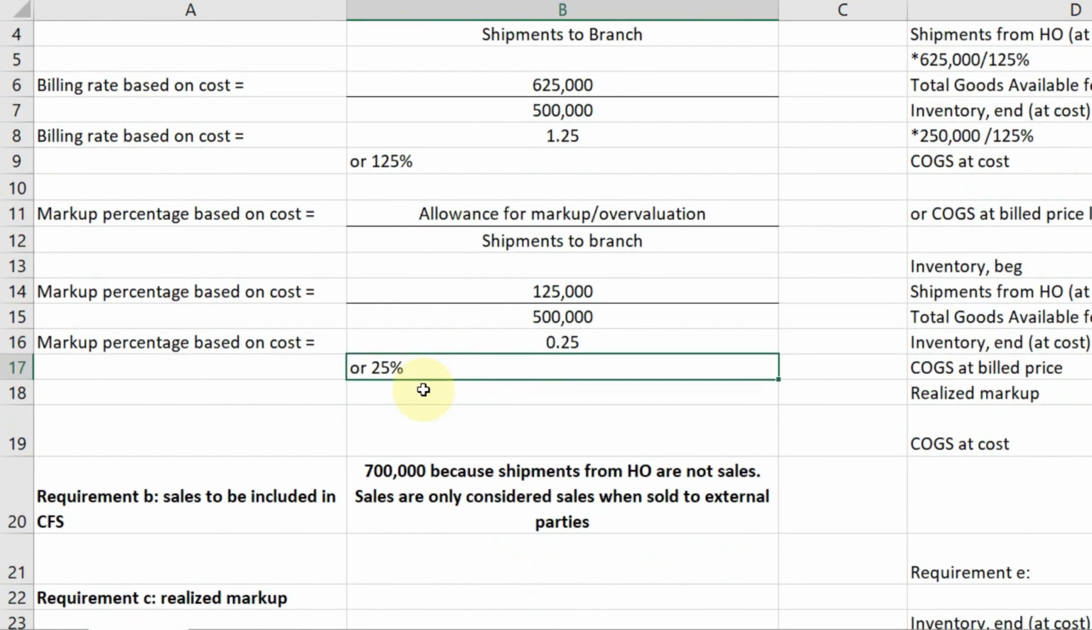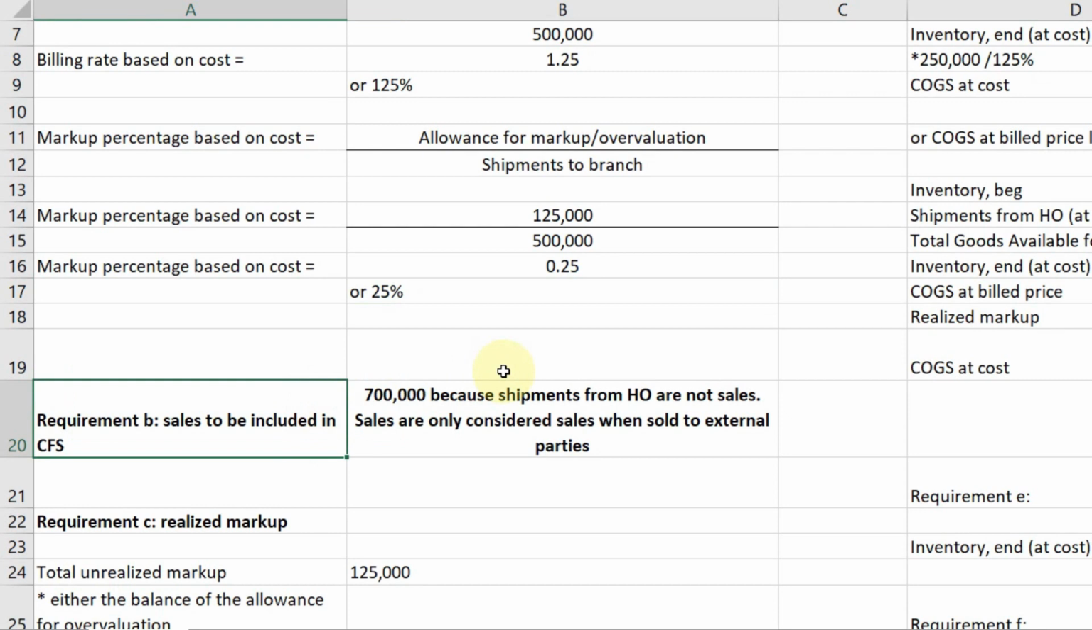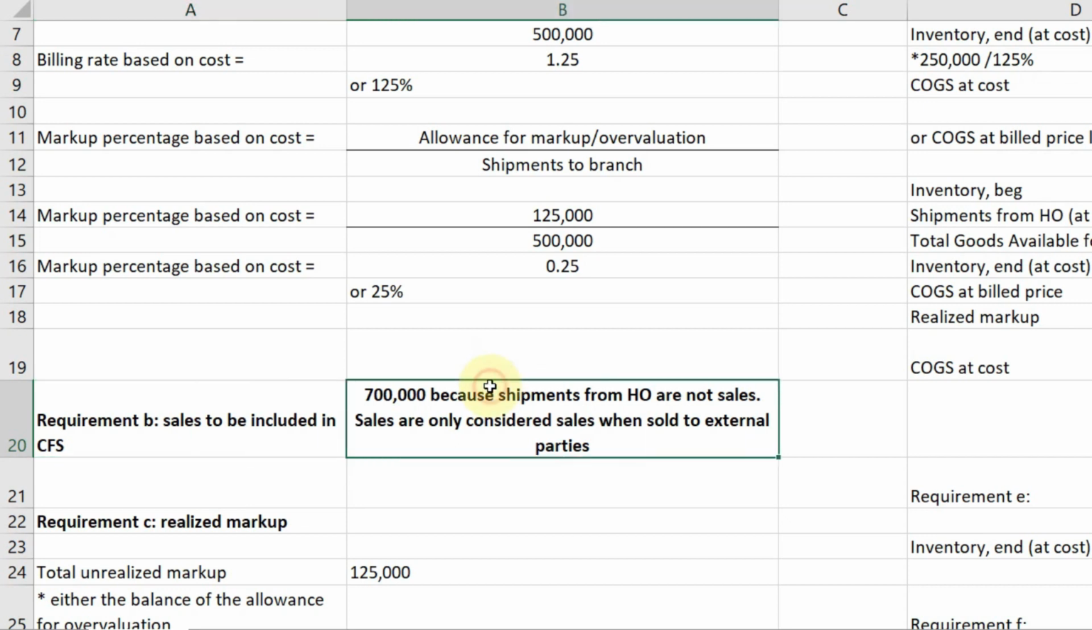Let's go to requirement B, sales to be included in the combined financial statement. So, madali siyang i-assume kasi ang ilalagay mo lang is yung sales, which is 700,000 because we know that shipments from HO are not actually sales. Consider mo lang siyang sales if it is sold by the branch to external parties. Okay, so the answer is 700,000.